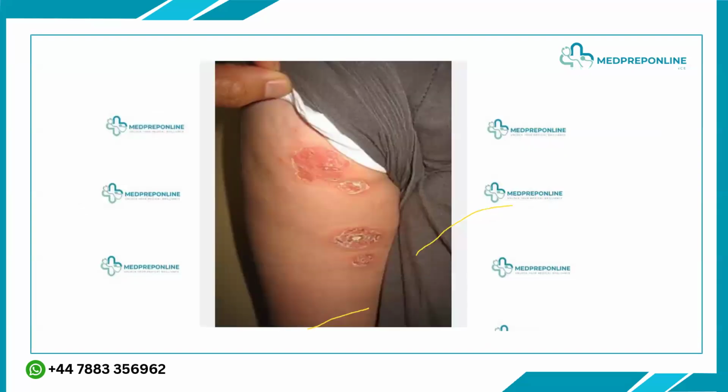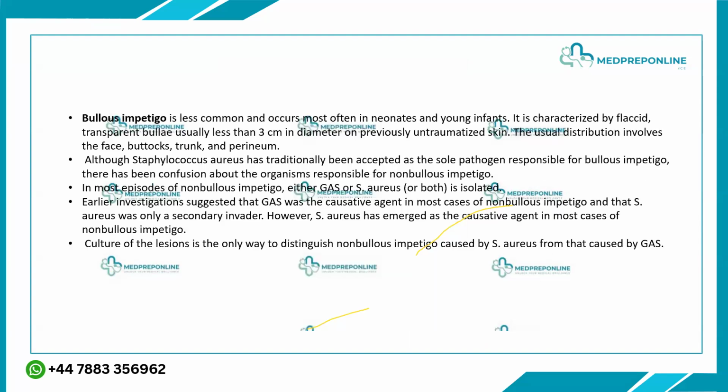ओके, अच्छा, ये बुलस impetigo है. बुलस impetigo इज लेस कॉमन. इट अकर्स मोस्ट ऑफन इन न्यूनेट्स एंड यंग इन्फेंट्स. छोटे बच्चों में ज्यादा होता है. इट इज कैरेक्टराइज्ड बाय फ्लैसिड transparent bullae, usually less than 3 centimeter on previously untraumatized skin. Their usual distribution involves the face, buttocks, trunk, and perineum. Although Staphylococcus aureus has traditionally been accepted as the sole pathogen responsible for the bullous impetigo.